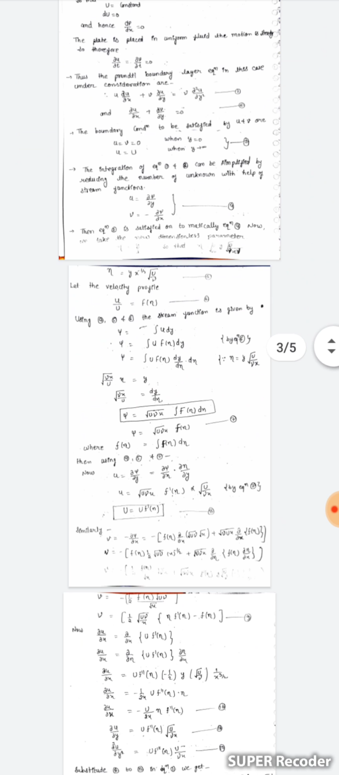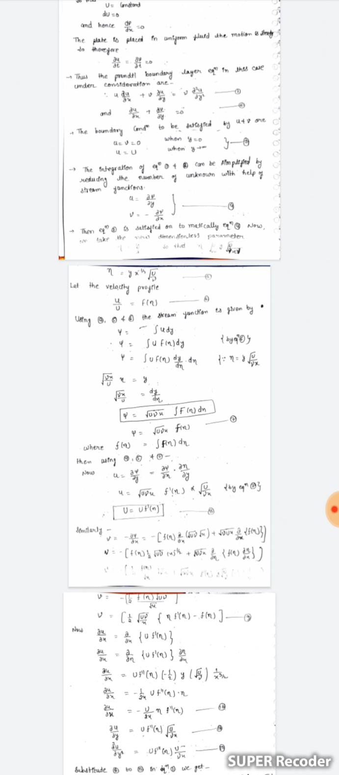So the boundary layer equations in this case under consideration are u del u by del x plus v del u by del y is equal to nu into del square u by del y square, and del u by del x plus del v by del y is equal to 0. This is our equation number 2. The boundary conditions to be satisfied by u and v are u and v are equal to 0 when y is equal to 0, and u is equal to capital U when y tends to infinity. This is our equation number 3.